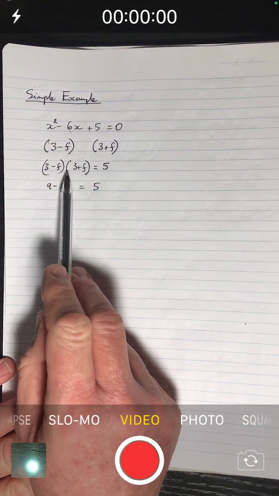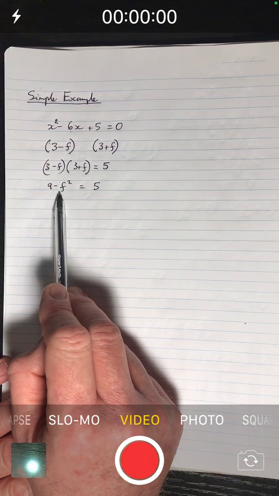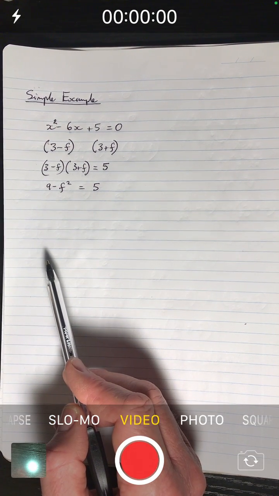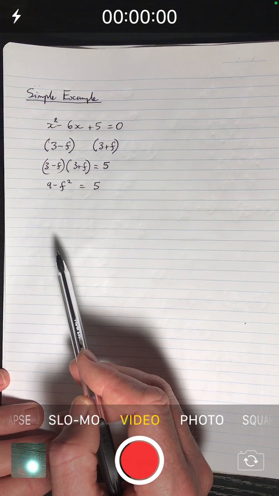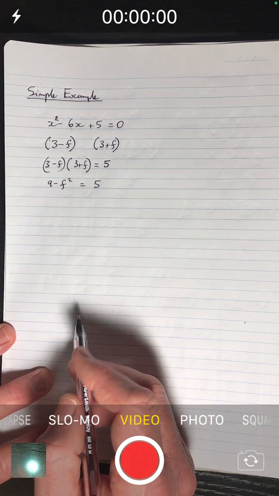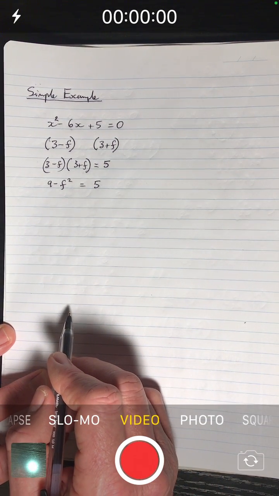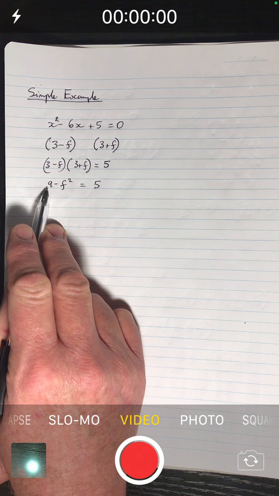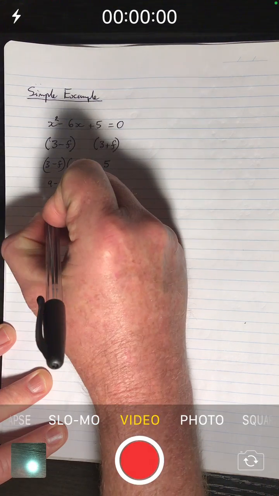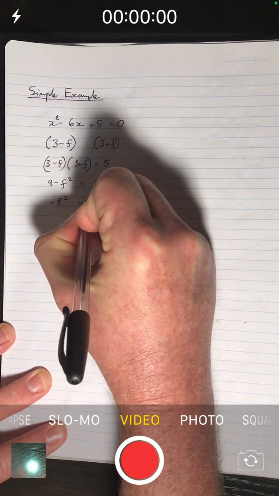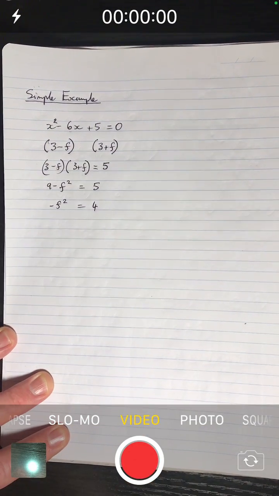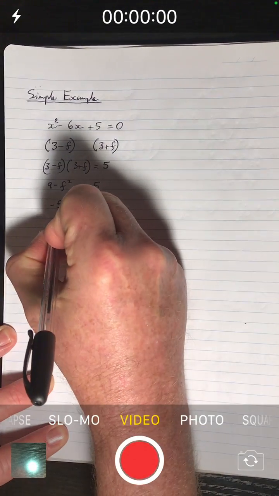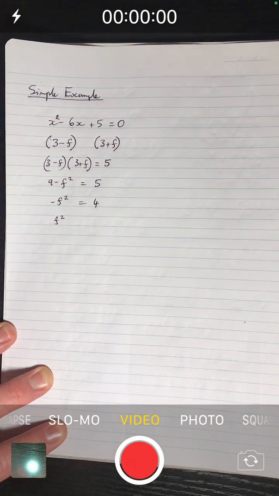Now, if you are not sure on how I went from there to there, you need to go back to your Year 9 maths and review how that is done. Okay, so now let's solve for f basically. So we have plus 9 here, so I'm going to subtract 9 from both sides, so that leaves me minus f squared equals 4.